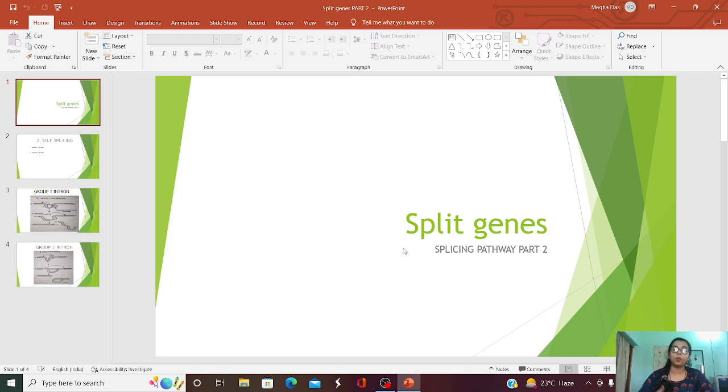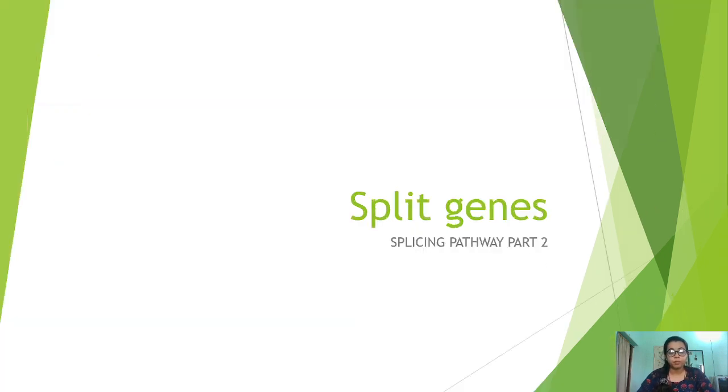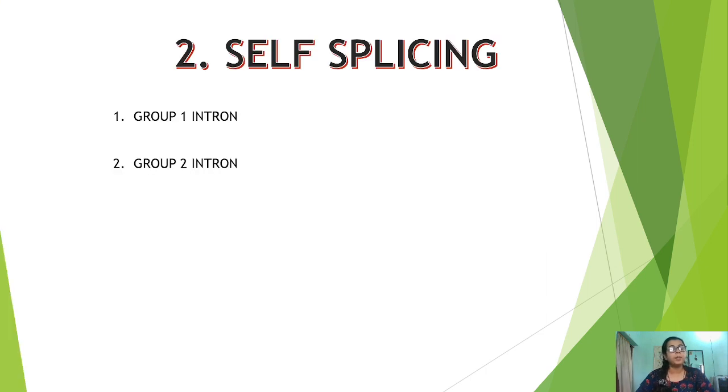So now we are going to move forward with the self-splicing pathway. So let's start. What do we mean by self-splicing? I have already introduced it and discussed it. This self-splicing is again divided into two main categories: one is the group 1 intron and the other is the group 2 intron. You must be wondering what the group 1 intron and the group 2 intron are, but let me make you understand what the group 1 intron is.